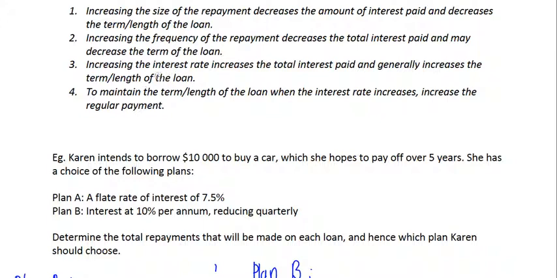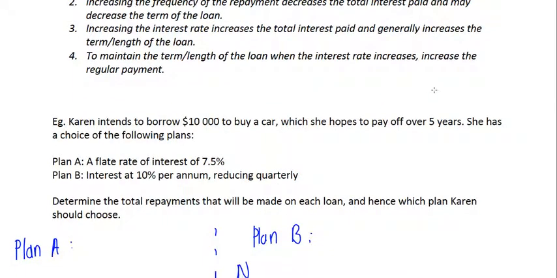repayment. If the interest rate goes up, this will generally mean that the interest you are paying goes up as well. And unless you start to pay more on your regular repayments, the length of the loan will also increase. For that reason, if you want to maintain the length of a loan when interest rates do go up, what you have to do is increase the regular repayment, because the amount of interest is increasing. So to have it paid off by the same date that you want to have it paid off by, you will have to pay a bit more each payment.